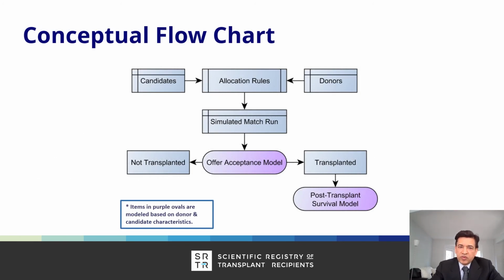So here's the conceptual flow chart of the data. The KPSAM software takes real candidates and donors from a particular year and simulates allocation policy by applying new rules that we'd like to explore. The software then outputs information on the number of candidates transplanted, the number of candidates that died while waiting, and the post-transplant deaths. KPSAM uses models to estimate things like the offer acceptance model and the post-transplant survival model, and these models account for donor and candidate characteristics.